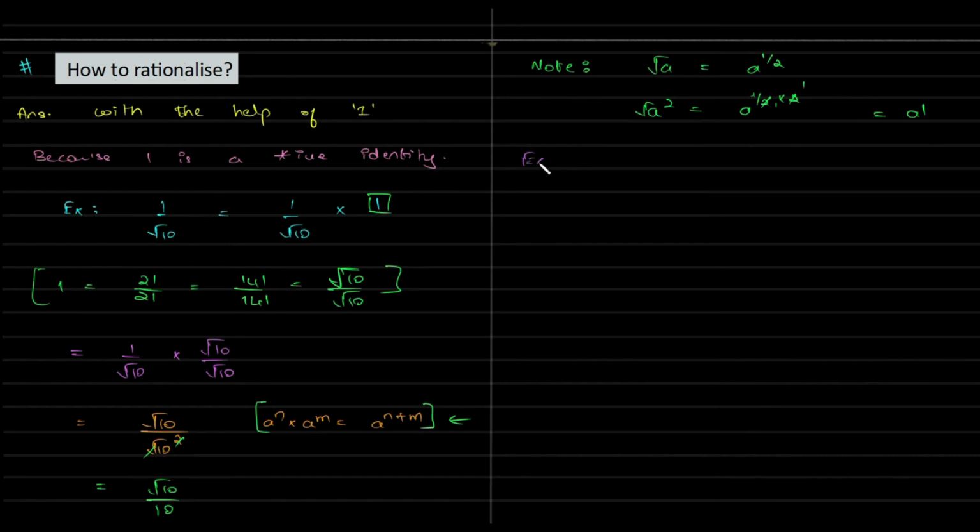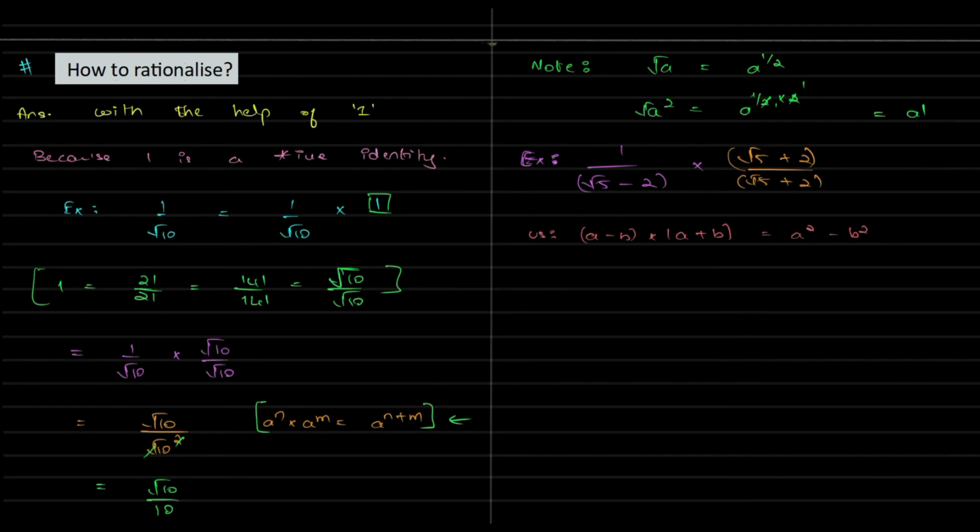You will get not only expressions like 1 by root 10, you'll get complicated expressions, something like this. Whenever you get any expression like this, all we have to do is multiply with root of 5 plus 2 divided by root of 5 plus 2. Why this particular expression? Well, we have root of 5 minus 2 in the denominator. So we take the same set of numbers with a different sign in the middle. How will this help? We get to use a minus b into a plus b, which is the a square minus b square formula.